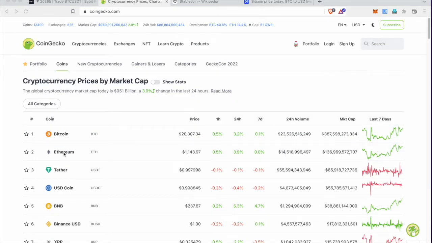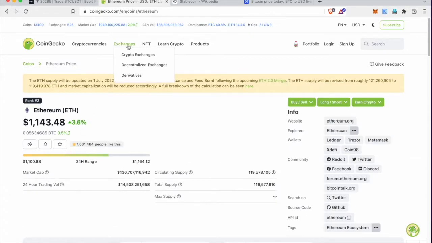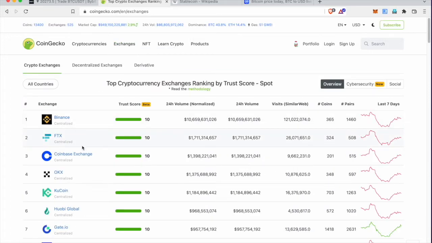Now I want to know which exchanges I can trade Ethereum with. So I click inside and click crypto exchanges. These are the centralized exchanges. The exchanges shown here, you can trade Ethereum, the altcoin, with them. Like Binance, Coinbase, KuCoin. Centralized exchanges means that the exchange is owned by someone or by a company.